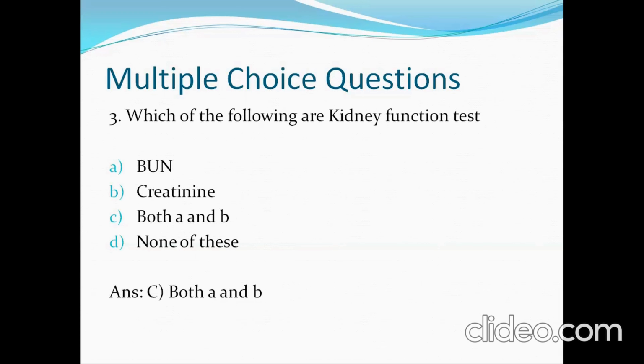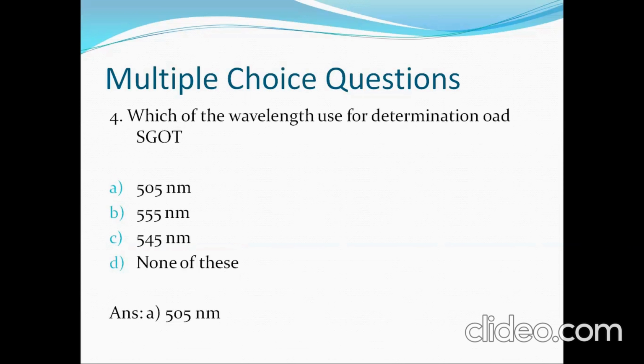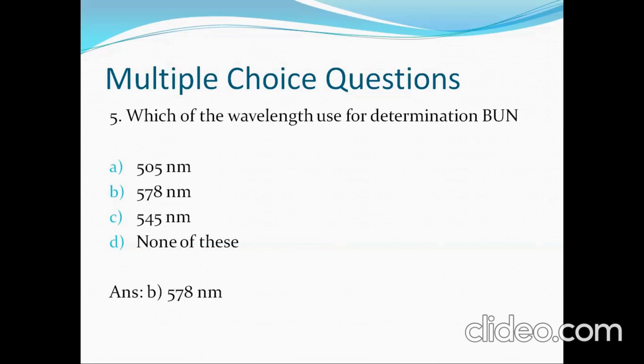Which of the following are kidney function tests? BUN, creatinine, both A and B, none of these. The correct answer is both A and B. Which wavelength is used for the determination of SGOT? 505 nanometer, 555 nanometer, 545 nanometer, and none of these. The correct answer is 505 nanometer.